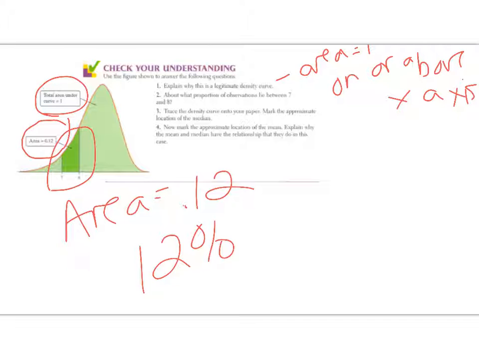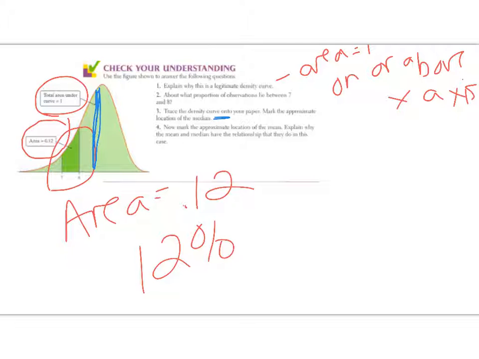Number 3 asks you to trace the density curve onto your paper and mark the approximate location of the median. Remember, our median is our equal area point. So you're looking for the spot where you'd have equal area on both sides. Our data is not completely symmetrical, it's slightly skewed, so our median would be pretty close to the peak, probably about here. That would be my median.